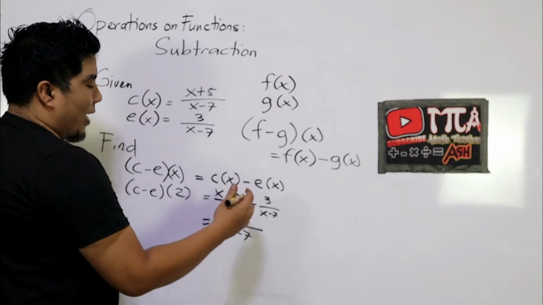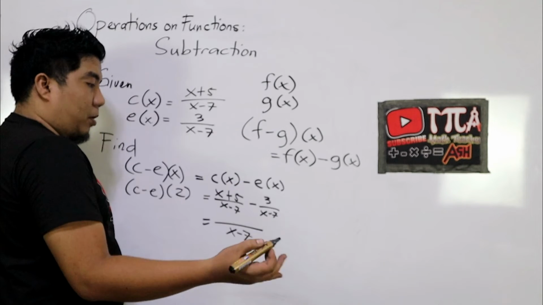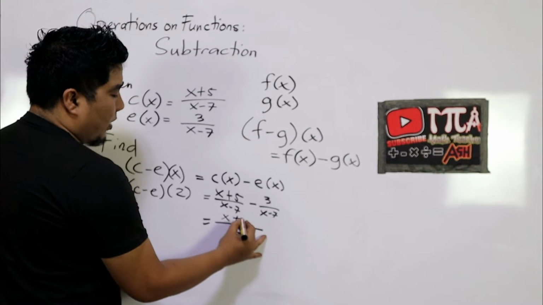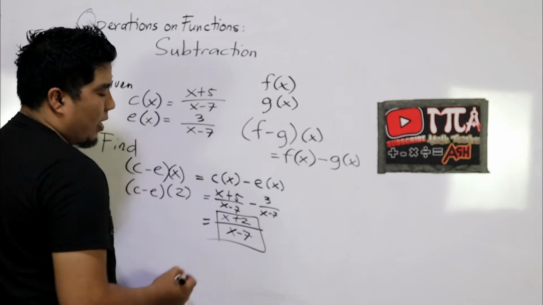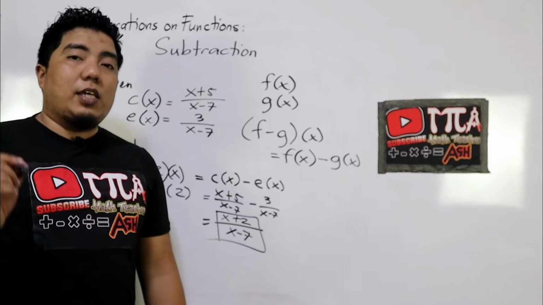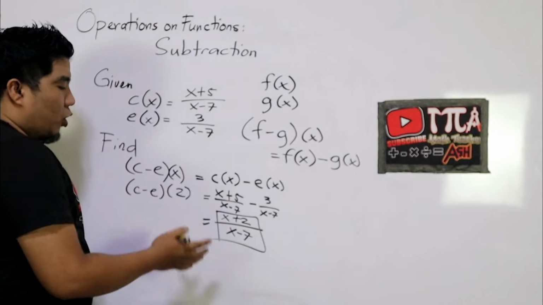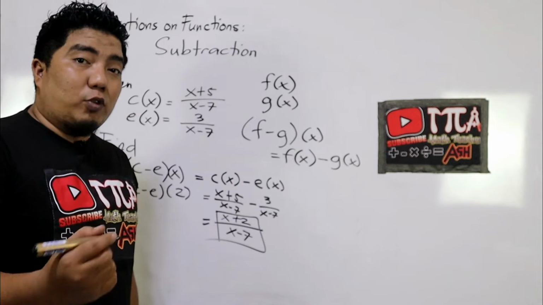Since x is the same term in the numerator, we copy x. Then 5 minus 3 is positive 2. So x plus 2 over x minus 7 is your final answer for the c minus e of x. Easy, right?